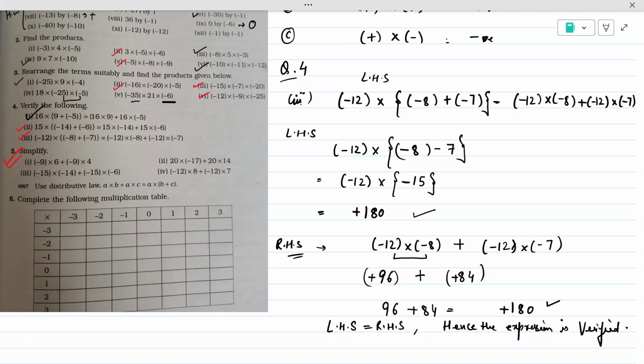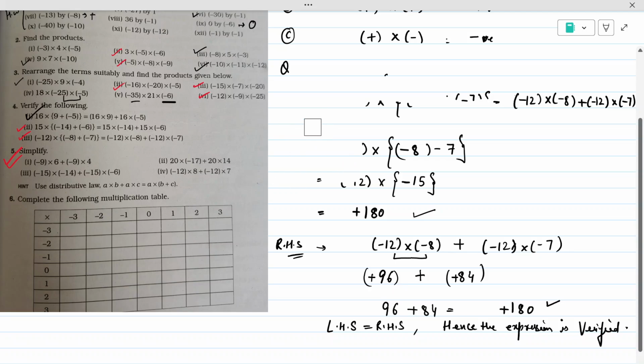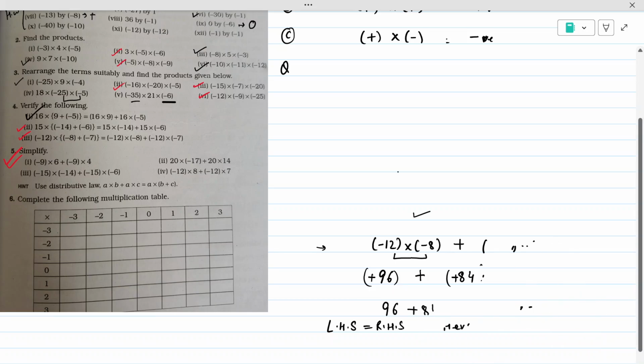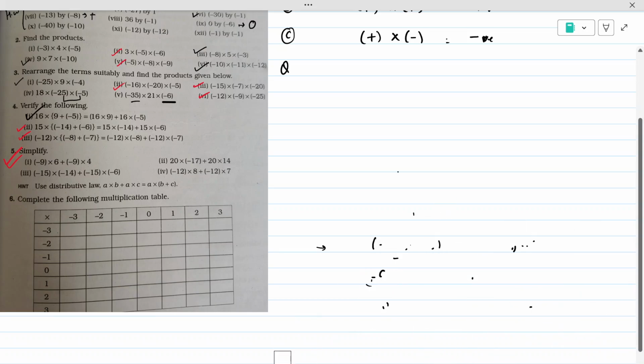And now we are coming to complete this multiplication table. Okay, so this is very easy. This is similar to what we have done in the previous exercise. There we have done this for addition, and in this one we are doing this particular one for multiplication only. Okay, so let me do this. Let me erase this first, and I'm going to solve the very first row for you.